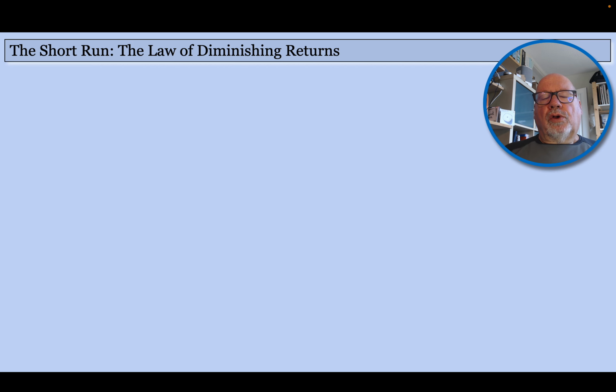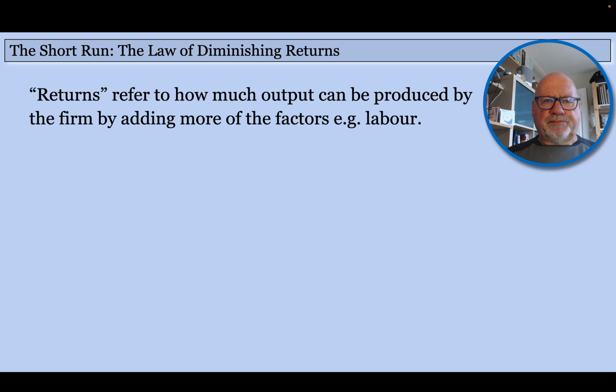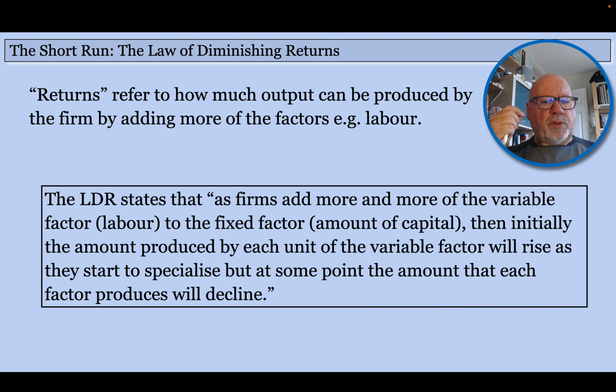So the first law that we have to consider is this law of diminishing returns. Now the word return simply means the returns that you get, the output that you get from the factors of production. So it is how much output can be produced by adding more of the factors. Okay, so what this says is, as a firm adds more and more of the variable factor, labour, to the fixed factor, capital, initially what's going to happen is that the workers can start to specialise.